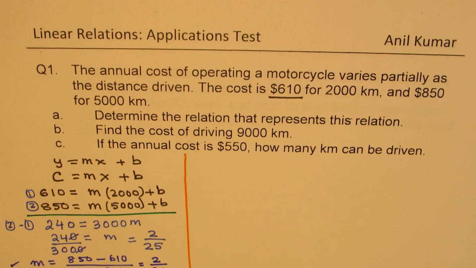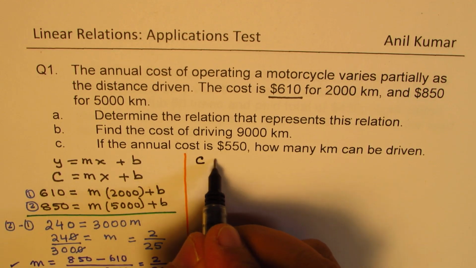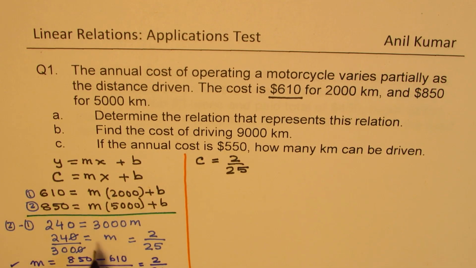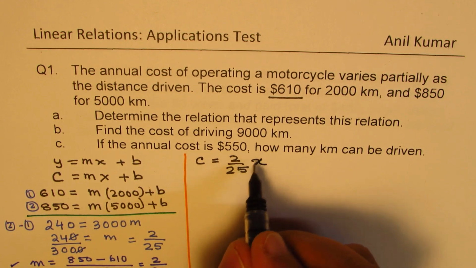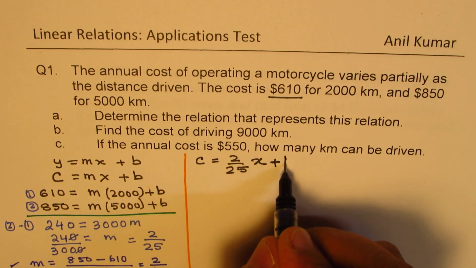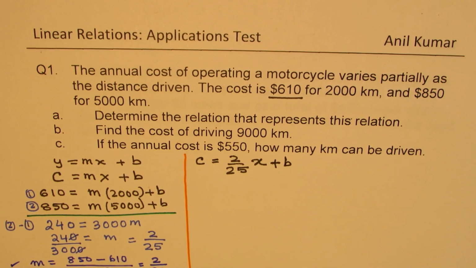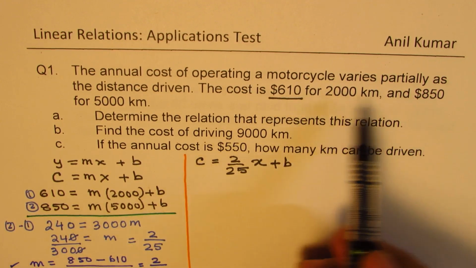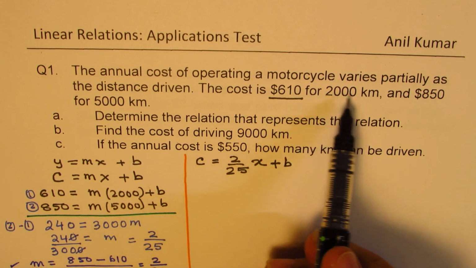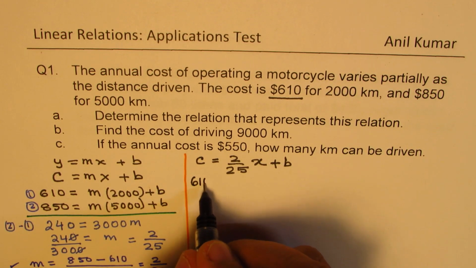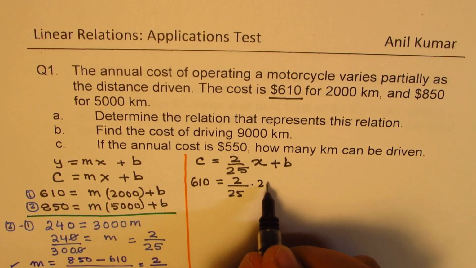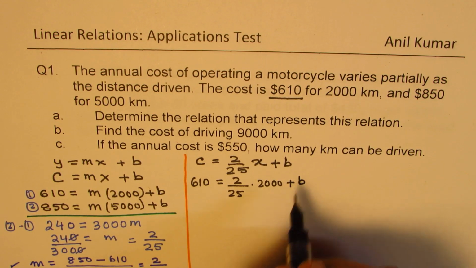Perfect. Now we get our equation of the form that the cost is equal to 2 over 25, that is the value of m, times the distance x, plus that amount which you have to pay even if you don't run the motorcycle. Now to find the value of b, we can substitute any one of these points. So let's substitute 610 and 2,000. So we get 610 equals 2 over 25 times 2,000 plus b.